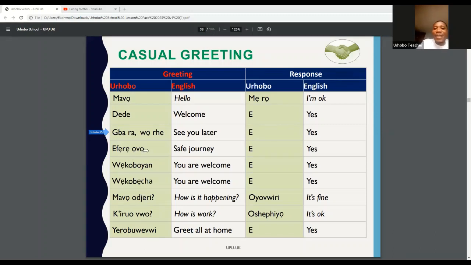Barawori, see you later, the same thing. A. So then safe journey.